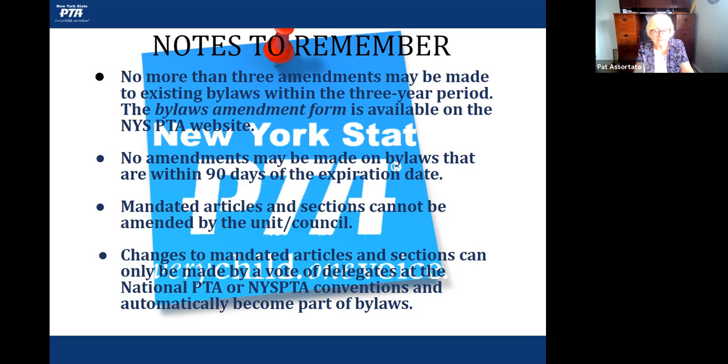Mandated articles and sections cannot be amended by the unit and council. Changes to those mandated articles and sections can only be made by a vote of delegates at the National PTA or New York State PTA conventions and automatically become part of bylaws. Many times the units that mail or email you the bylaws for approval have changed or are attempting to change these sections. That is one of the reasons they must use the bylaws wizard.